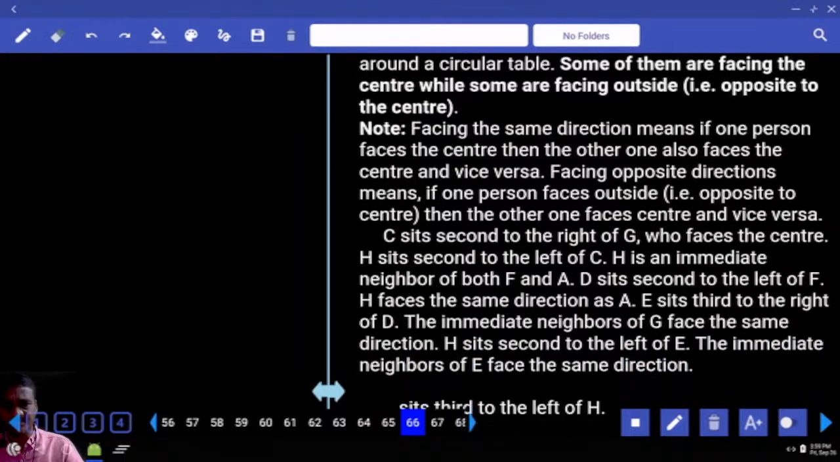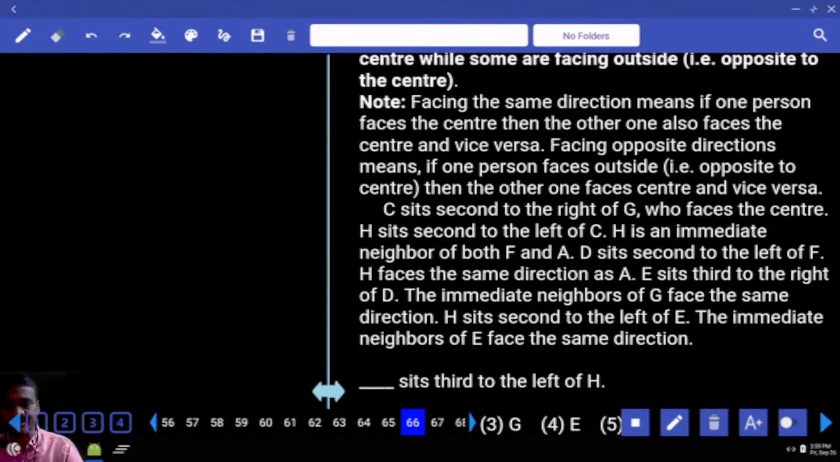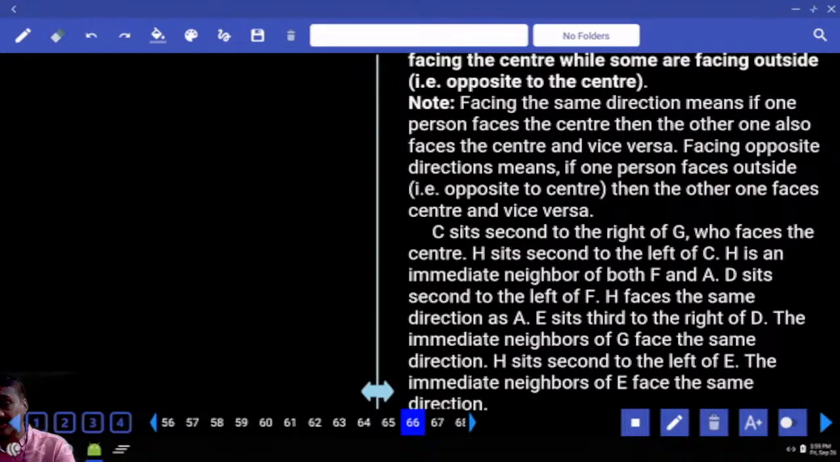Seated around a circular table, some of them are facing the center and some are facing away from the center. Some inward, some outward is given. No parameter. First or the second? Now second priority. Okay, second priority.